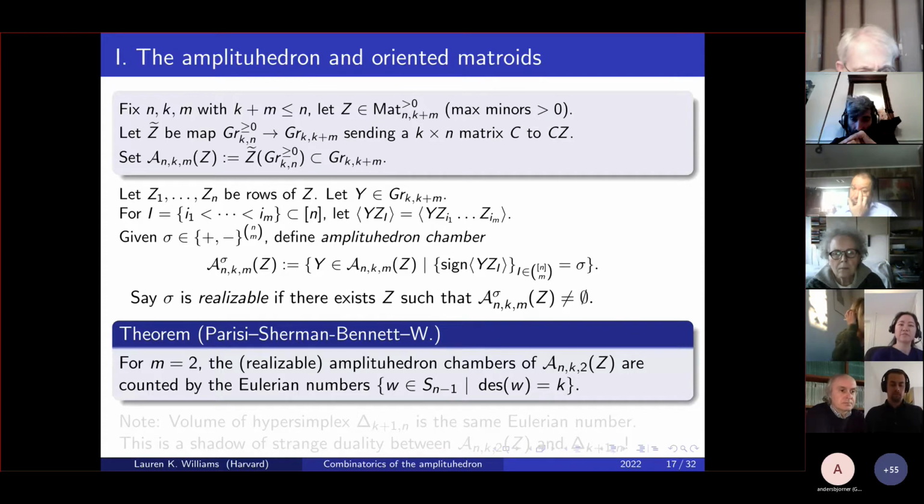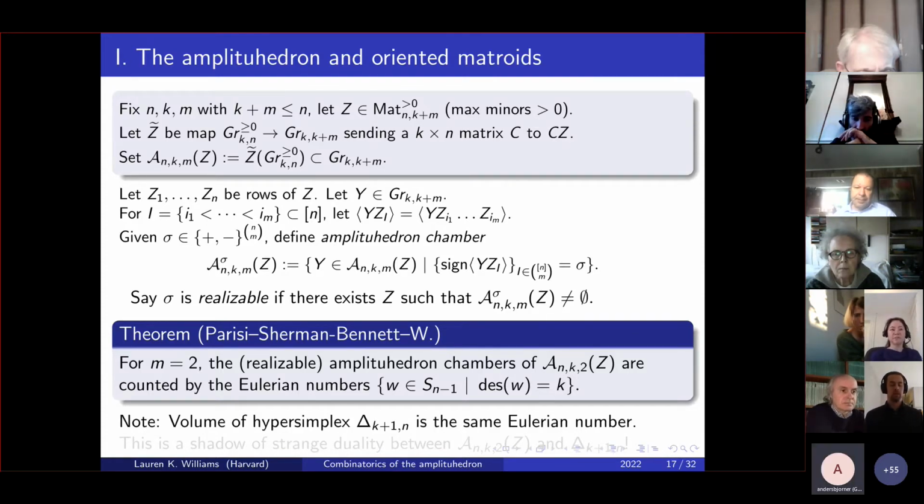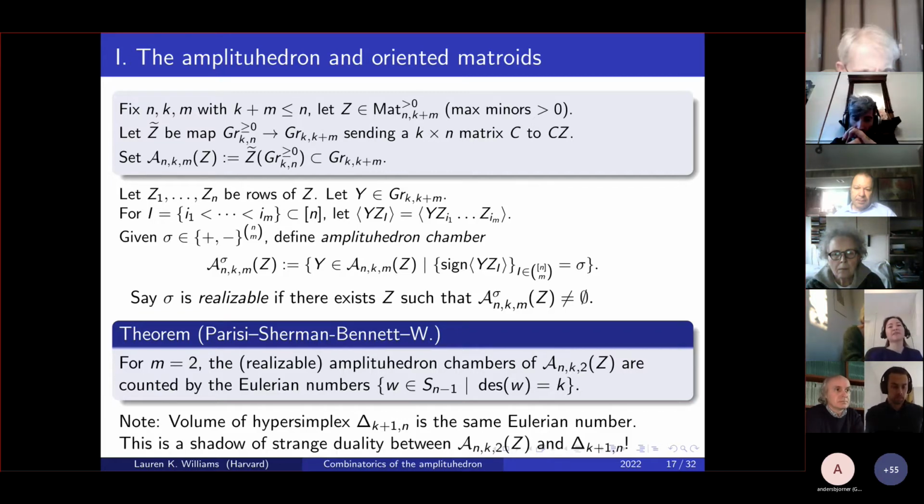Just to give you a preview of what we'll see in a bit, I'll point out that the volume of the hypersimplex, delta K plus 1 comma n, is the same Eulerian number. And in fact, this coincidence is the shadow of a kind of strange duality between the amplituhedron for m equals 2 and the hypersimplex.